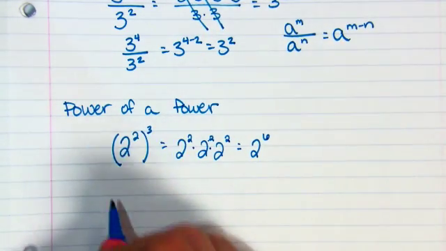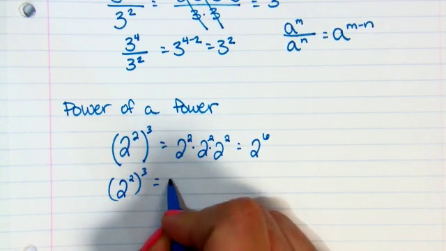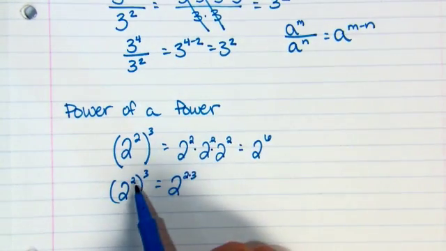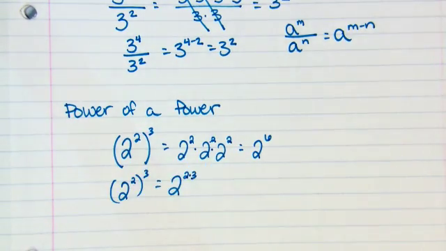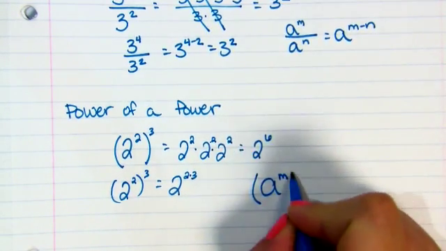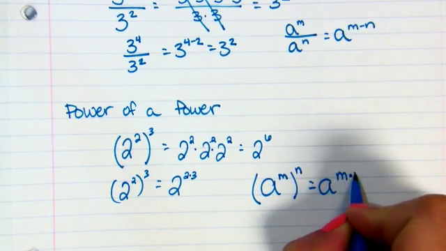Another way that I could have written that, though, 2 squared to the 3rd power is just 2 to the 2 times 3 power. So in this case, we're going to multiply the exponents when it's the power of a power. Using algebra, if I have a to the m to the n power, that's just a to the m times n.